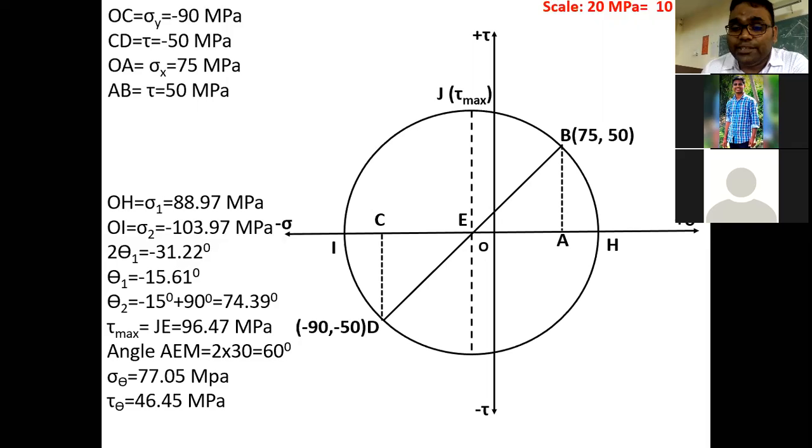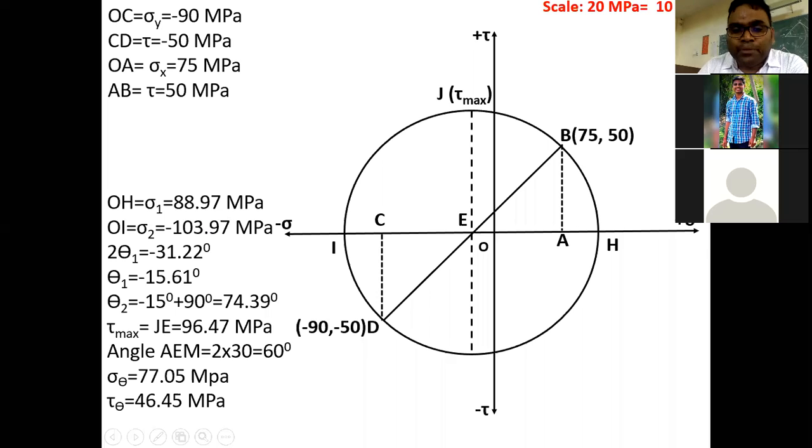So see, this O and H, you just measure this distance OH, and it is approximately 4.4. So 4.4, you just multiply by the given scale, and it comes to 88.97 megapascal.